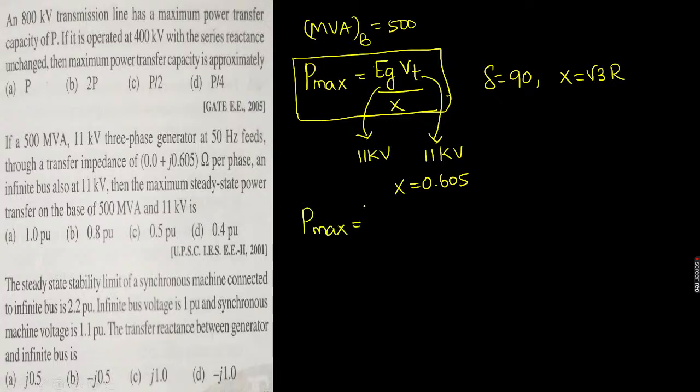P max equals, once again you should think whether we need to consider the line voltage or the per phase voltage. As I already told you, we are calculating the three phase power anyway. So 3 times what we must consider is the per phase induced EMF divided by the per phase reactance.